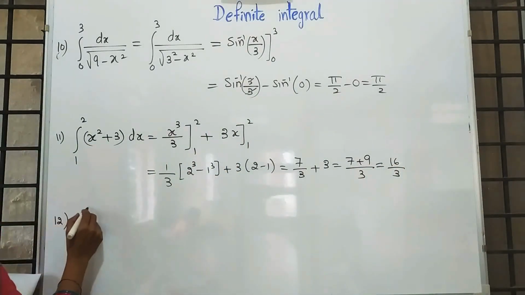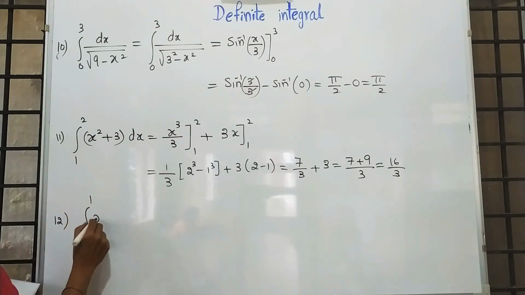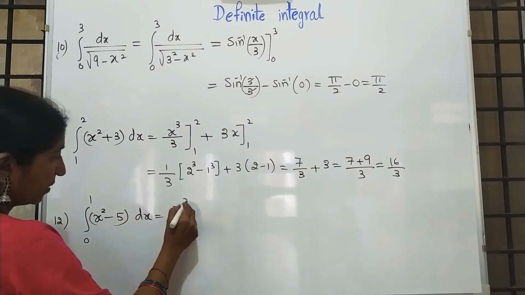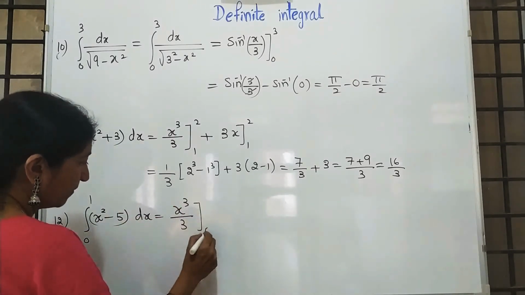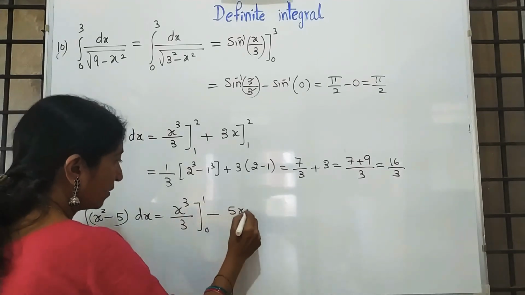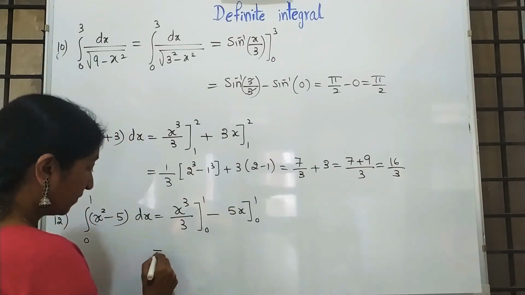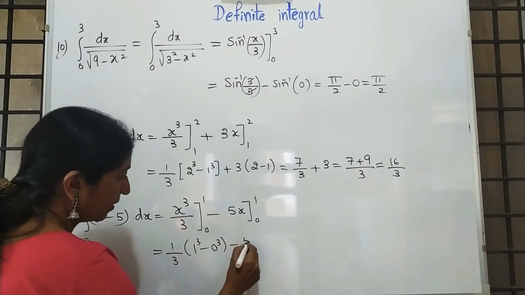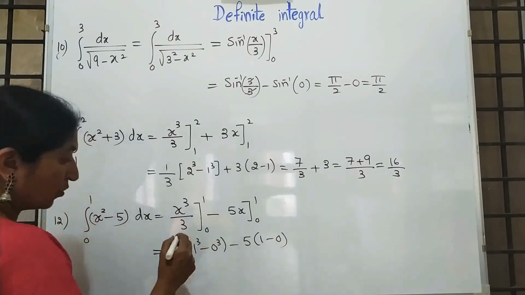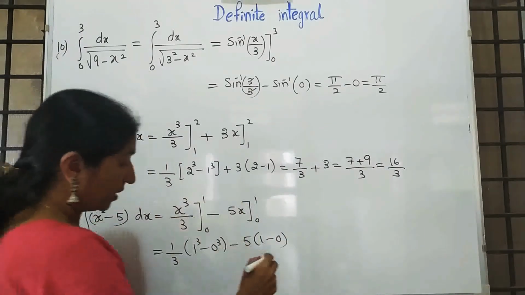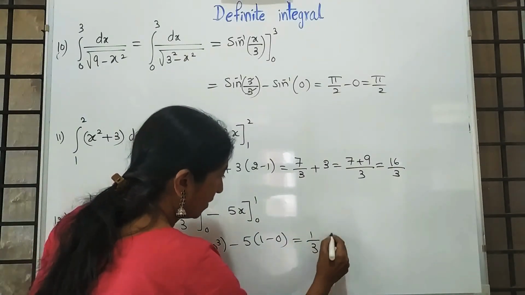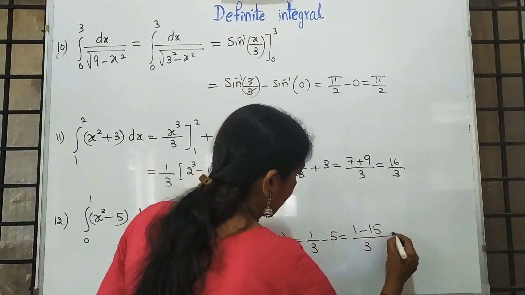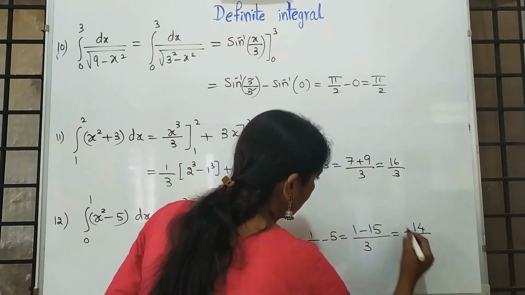Moving to the next question, 12th one. 0 to 1 x square minus 5 into dx. Integration of x square is x cube upon 3 from 0 to 1 minus 5x 0 to 1. 1 by 3 outside, it is 1 cube minus 0 cube minus 5. 1 minus 0. 1 cube is 1. 1 minus 0 is 1. It is 1 by 3 minus 5. LCM is 3. 1 minus 15, that is minus 14 by 3.